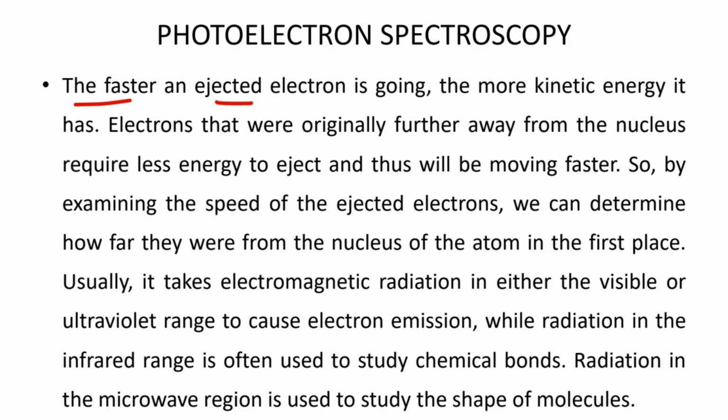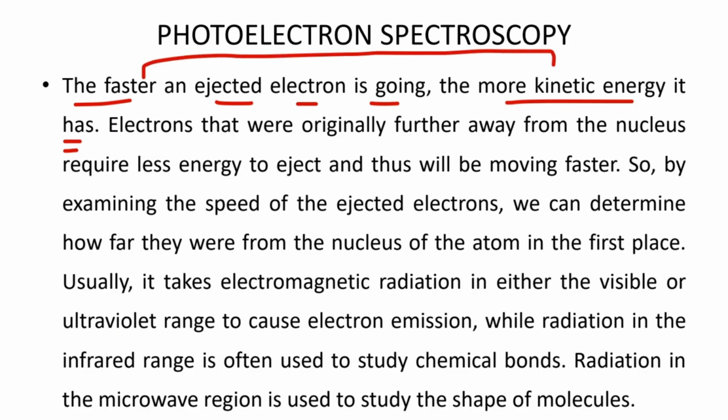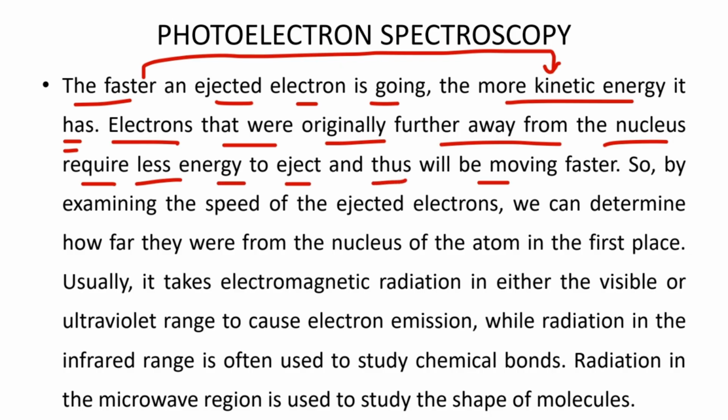The faster an ejected electron is going, the more kinetic energy it has. So the faster the electron, again, the more kinetic energy it has. So if you want the electron to be faster, you are going to increase the amount of kinetic energy it has. Electrons that were originally further away from the nucleus require less energy to eject and thus will be moving faster. So let's explain this further.